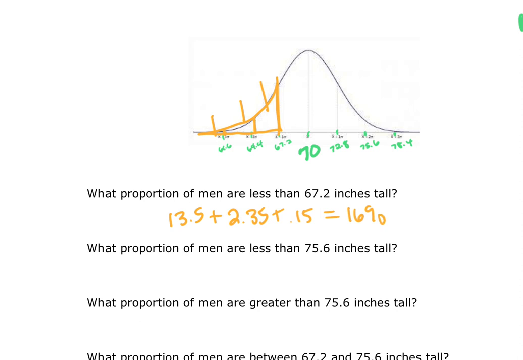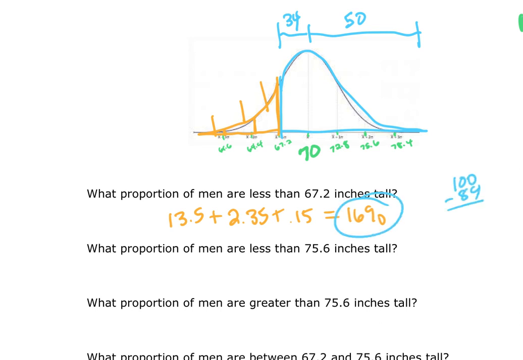Actually, that makes sense, because think about this another way. Another way we could have figured this out is what percent of the data is going to be from here over? From the mean up to the top, what percent of the data is that? 50. 50, thank you. Plus this, which would be 34, so that would be 84, and if we do 100 minus 84, we would get the 16.